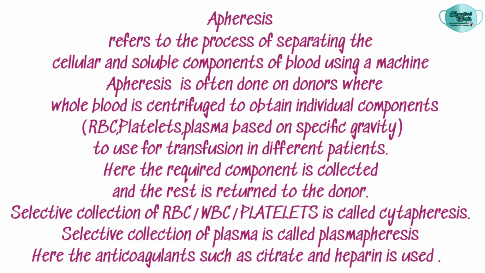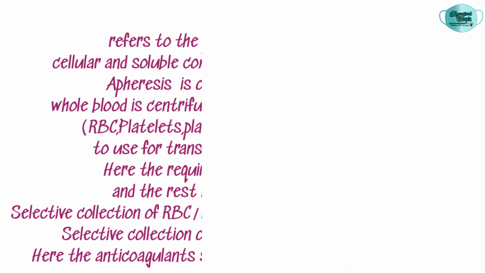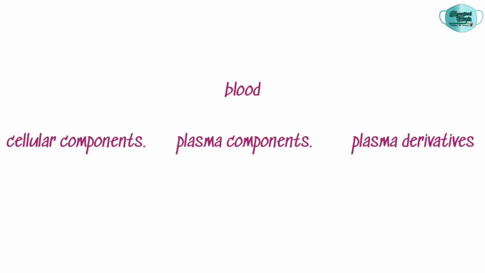Apheresis is often done on donors where whole blood is centrifuged to obtain individual components such as RBCs, platelets, and plasma based on specific gravity, to use for transfusion in different patients. The selective collection of RBCs, WBCs and platelets is called cytopheresis, and selective collection of plasma is called plasmapheresis.